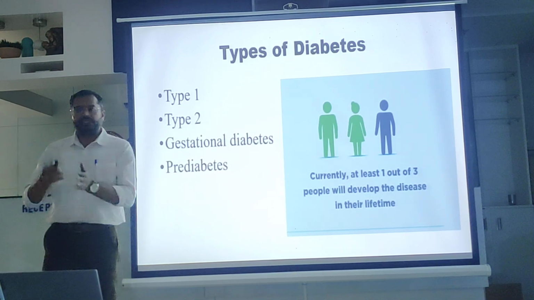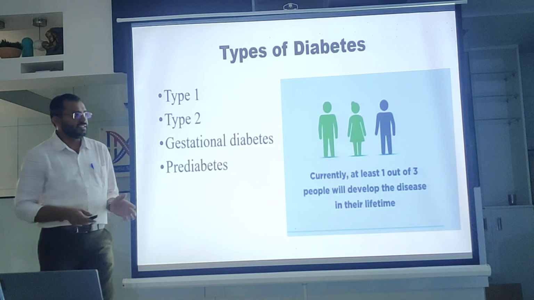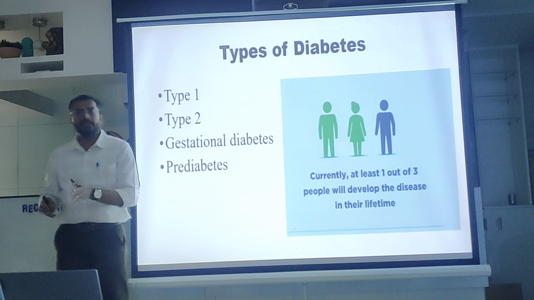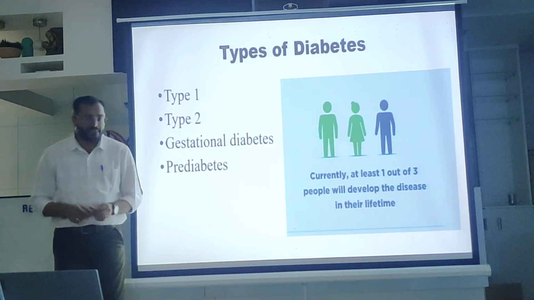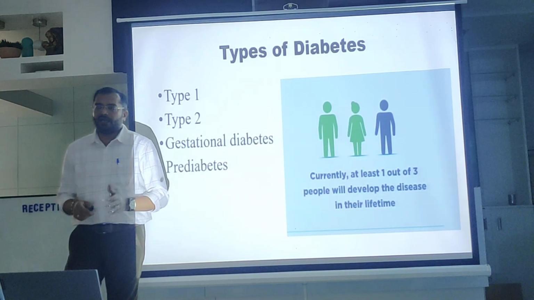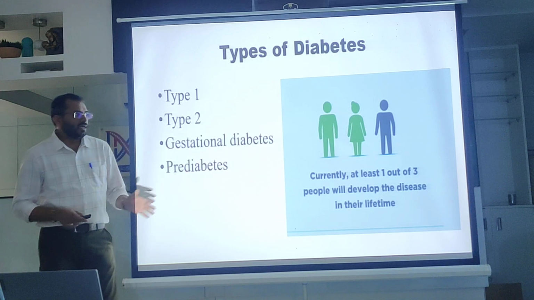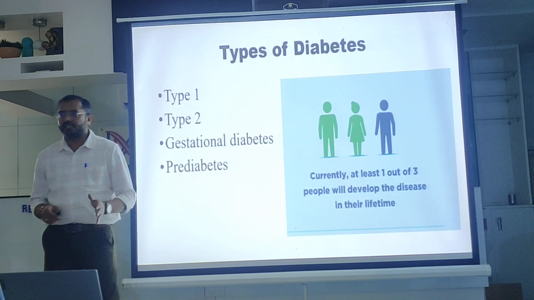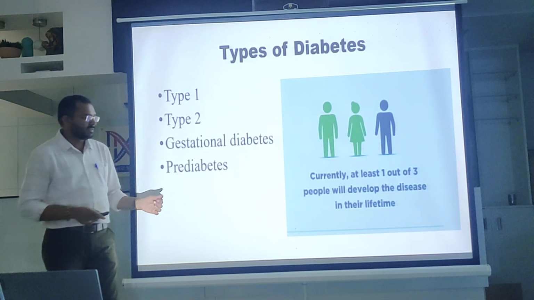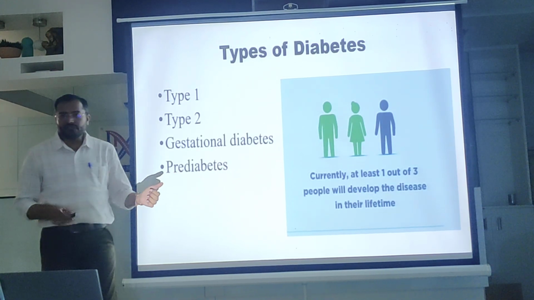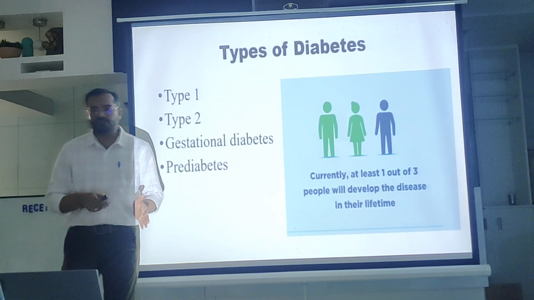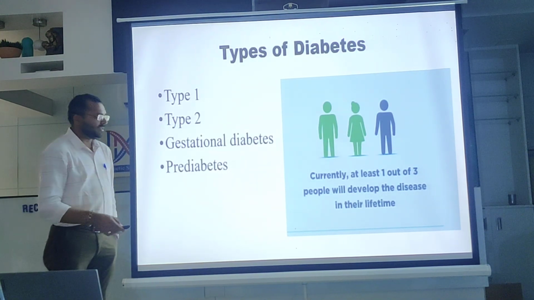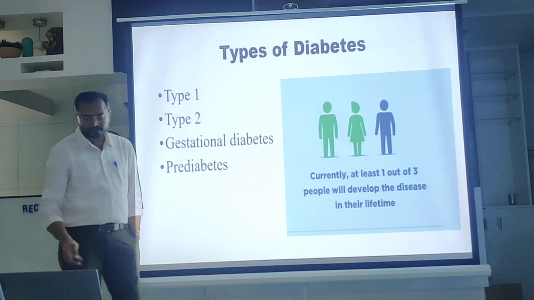Nowadays, compared to 20 years back, when patients were diagnosed with diabetes in later middle age or after 50, in the recent era after COVID you will find a person who is 25 years old or 27 years old having persistent hyperglycemia. So that is the early prevalence of diabetes, and 1 out of 3 people will develop the disease in their lifetime.